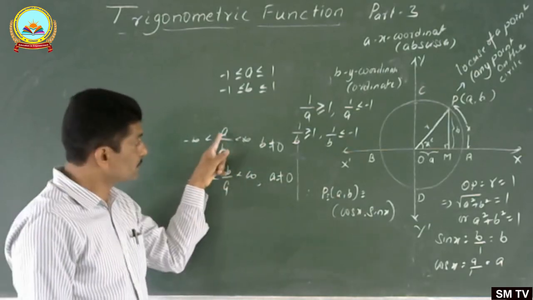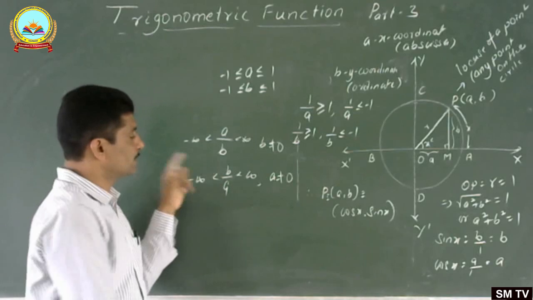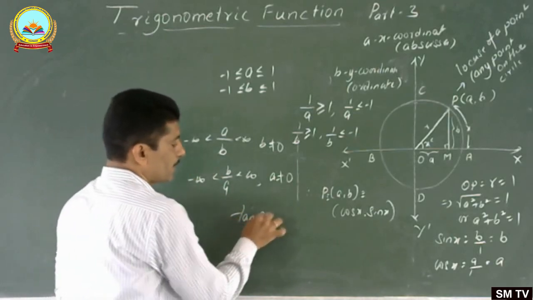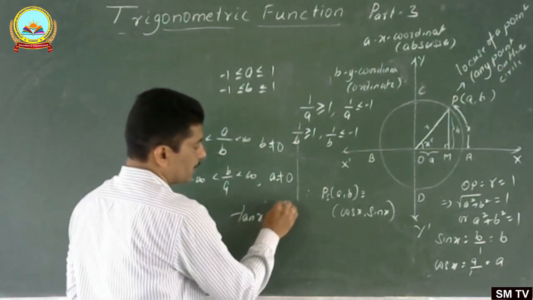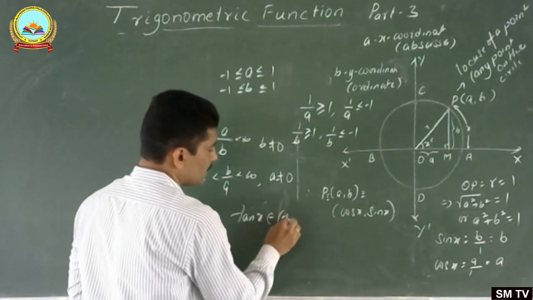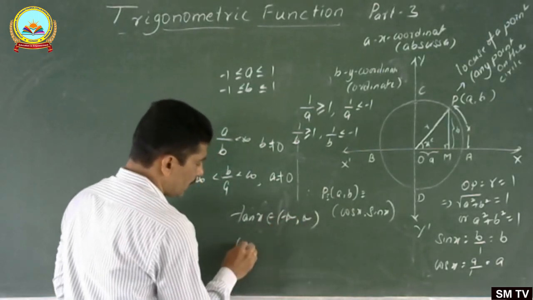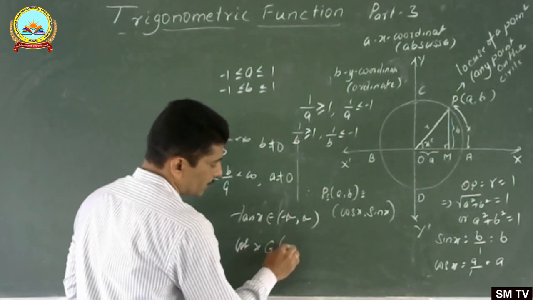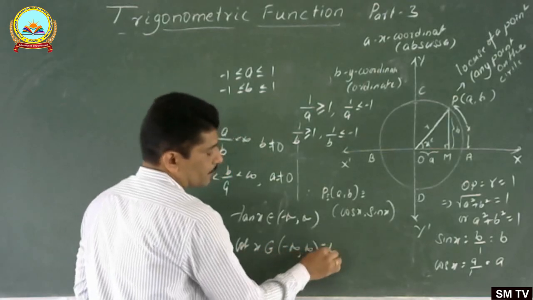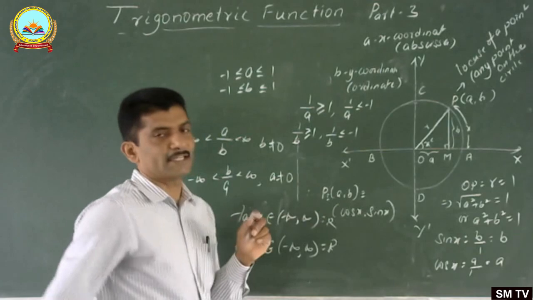What is b by a and a by b? This value is tan x. Therefore, tan x belongs to the interval minus infinity to plus infinity, and cot x belongs to the interval minus infinity to plus infinity. It is exactly all real numbers.